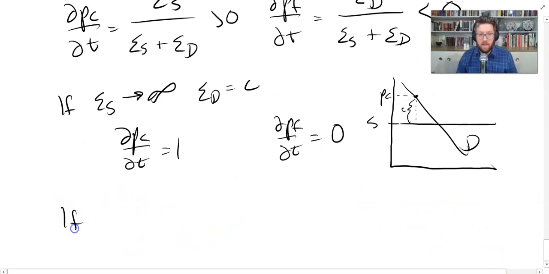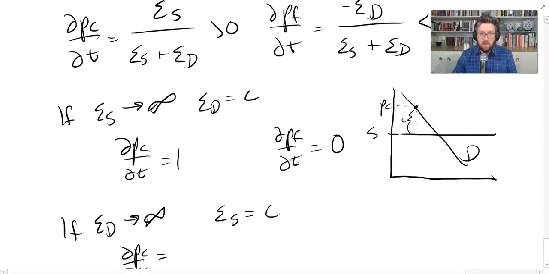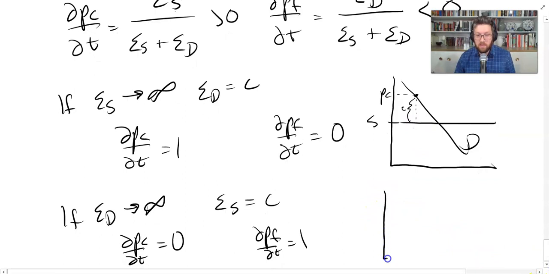Conversely, if the elasticity of demand goes to infinity and the elasticity of supply is some constant number, then the derivative of the price consumers pay with respect to taxes is going to be ES, which is constant, divided by some infinity, so that's going to be 0. And this term over here is going to be equal to 1 because we're going to have an infinity over an infinity again. That situation looks something like this.